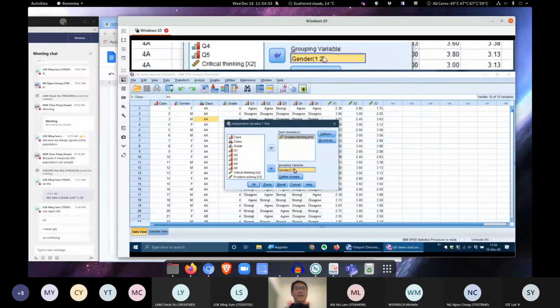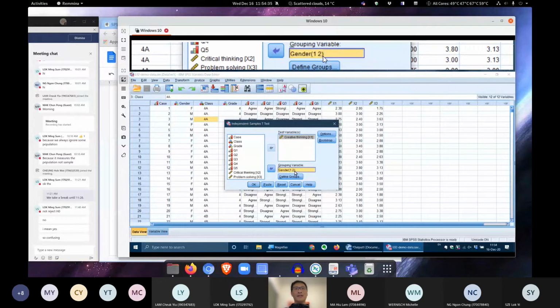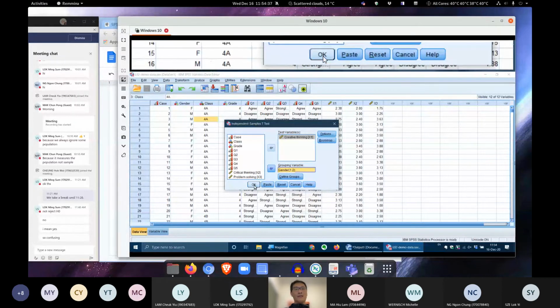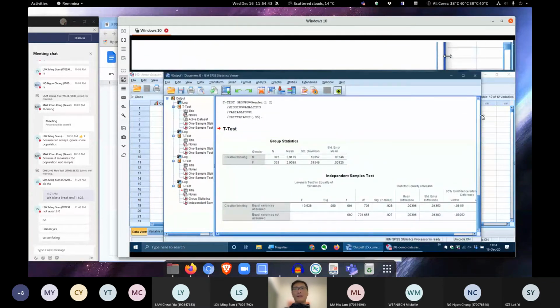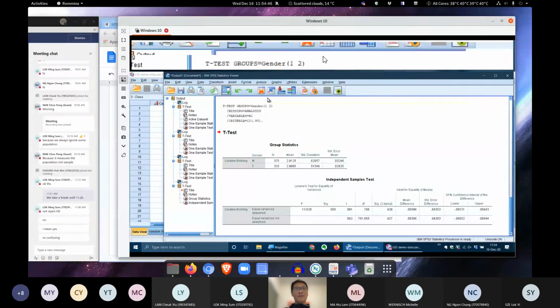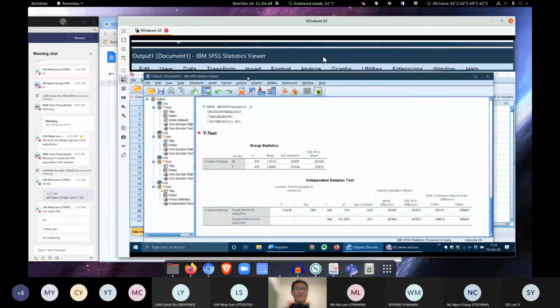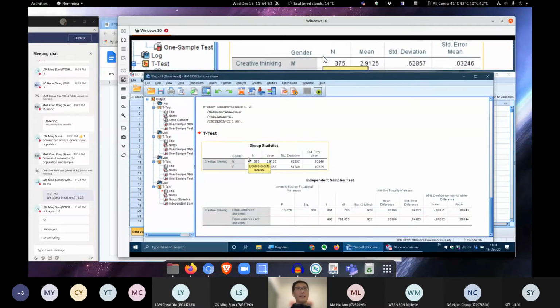Okay, now once you define a group, you see the numbers shown here, and then the OK button is also activated. So you click the OK button, and that is your result. Now this time you get something more complicated. First of all, we look at the first table, which is the descriptive statistics table.